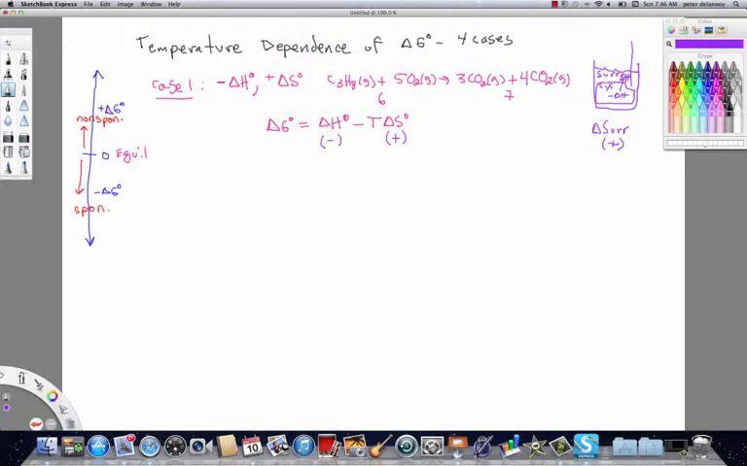All right, so coming back to the equation, you can see then, just simply looking at the math, that this difference is always going to be negative. So this particular case is going to have a negative delta G naught at all temperatures. All right, now moving on to case number 2.